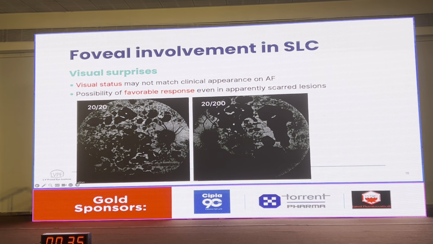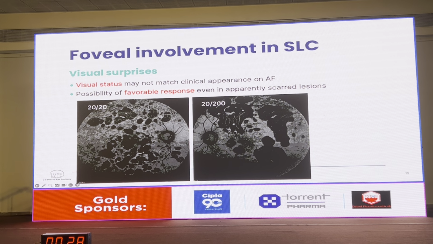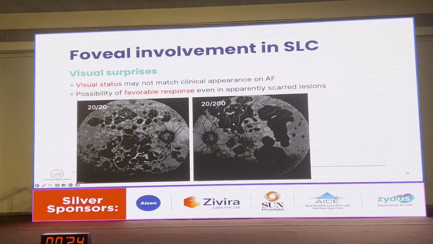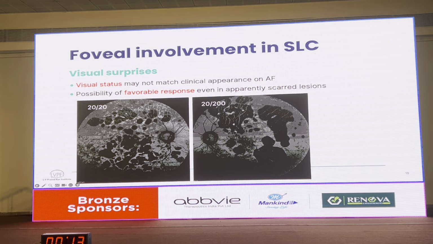You can also have a lot of visual surprises in serpiginous-like choroiditis. If you look at the two pictures over here, the right eye seems to be involved much more than the left. But if you look at the vision, the left eye vision is 20/200, whereas the right eye is seeing 20/20. So the visual status may not match the clinical appearance.